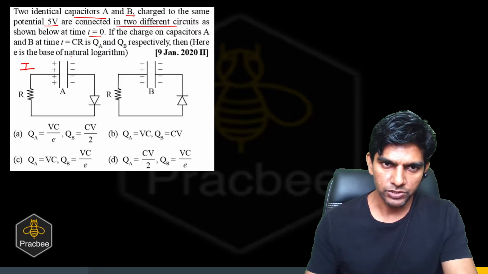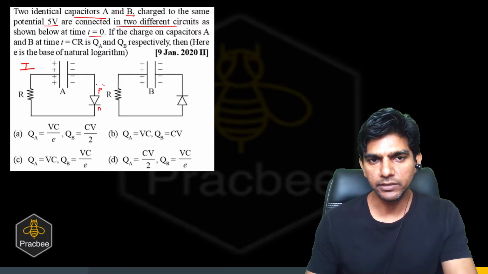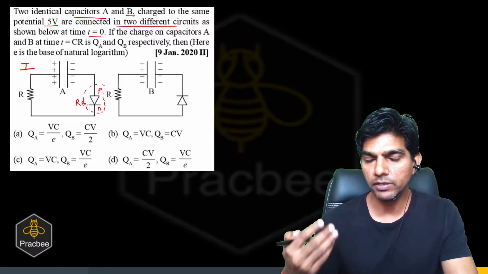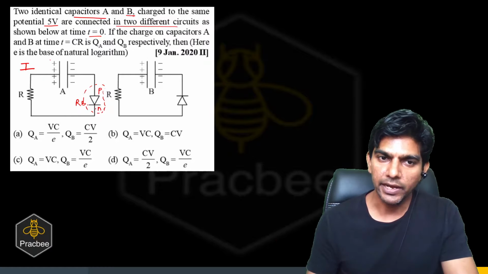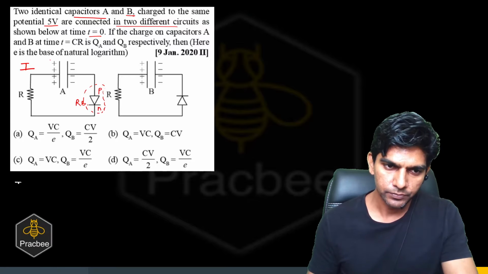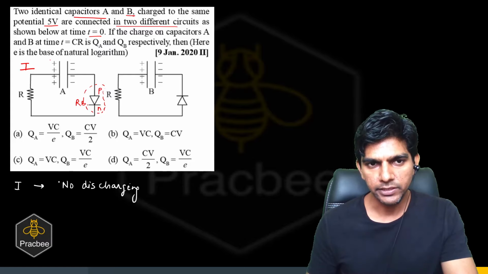In the first case, we have a charged capacitor, and the positive plate is connected with the N side and the negative plate is connected to the P side. So we can say this diode is reverse biased. Since nothing is given about the diode, we'll treat it as ideal, acting like an open switch. So in the first case there will be no discharging, and the charge on the capacitor will remain as it is.